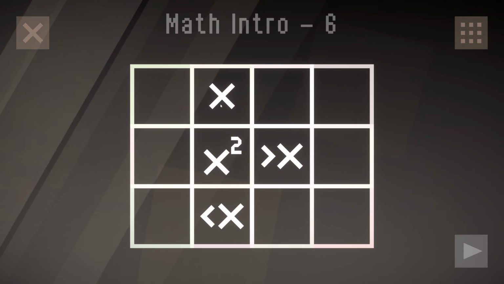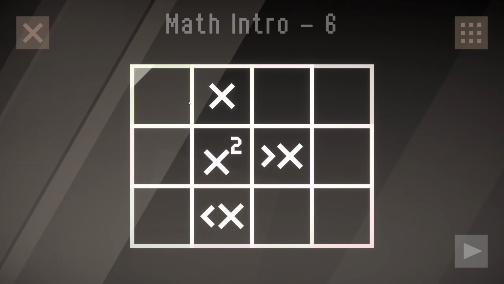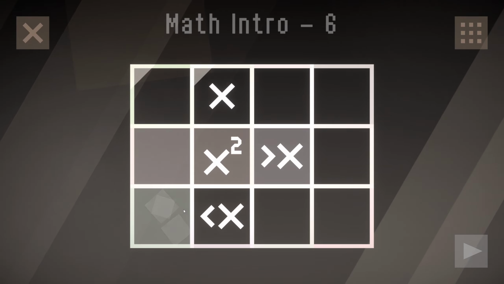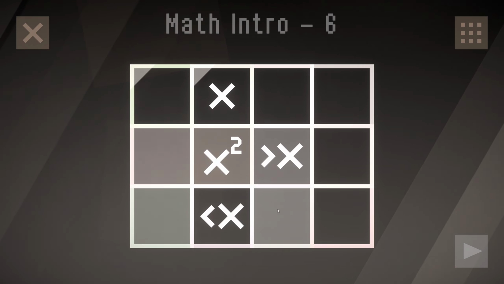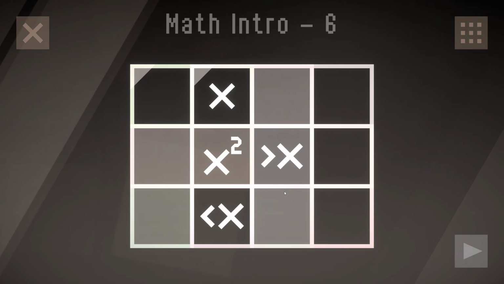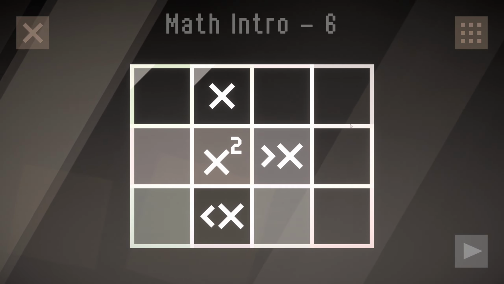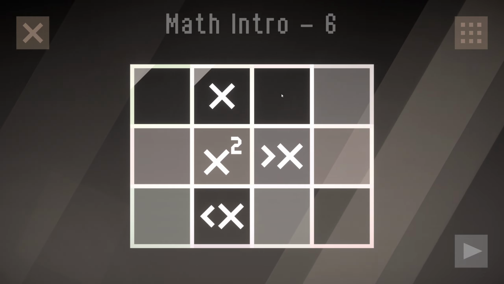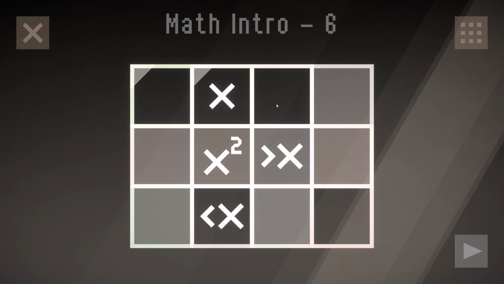So I think this is going to be 2. This is going to be 4 or 5 or 6. No. Oh, wait. So if this is 3, 3 squared is 9. That's too many.